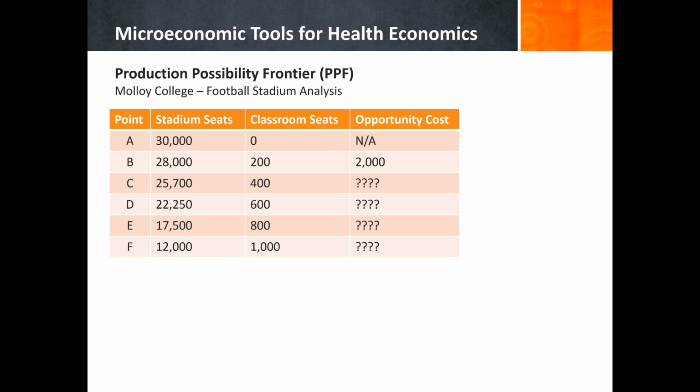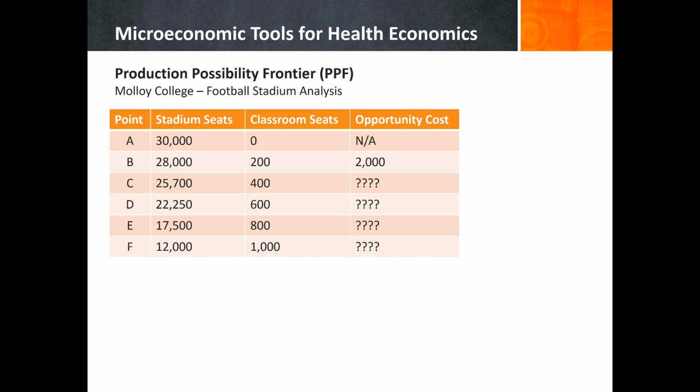So here at point A on the frontier curve, I can have a 30,000 seat stadium, and if I build that, there will be no other room for classroom seats. So there's no opportunity cost because I'm not giving anything up, right? But then when I have a 28,000 seat football stadium, I will still have room to build 200 seats for classrooms. And so what am I giving up? 2,000 stadium seats. You get that? Because I built 200 classroom seats. The space I needed for the 200 reduced the amount of stadium seats from 30,000 to 28,000. So I'm giving up 2,000 football stadium seats.